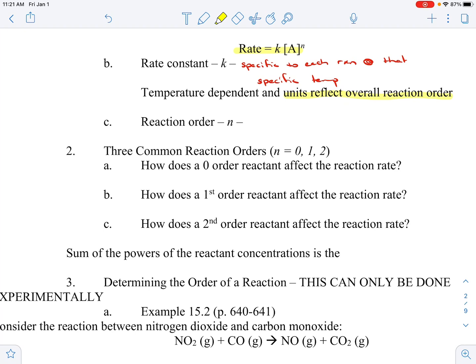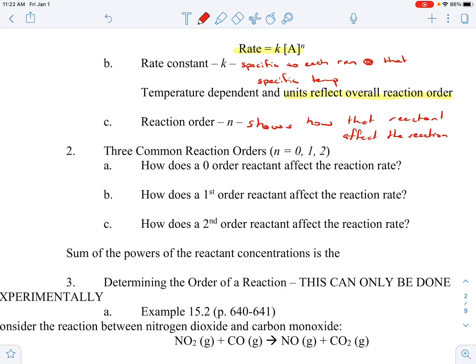But now we've said some things about reaction order and we don't really know what that means. Our reaction order shows, our n shows how that reactant affects the reaction. So if I double that, will the reaction rate double, or will it triple or quadruple, or what do we got going? Or will it have no effect? Because sometimes that happens too.